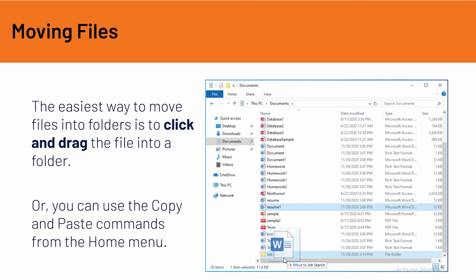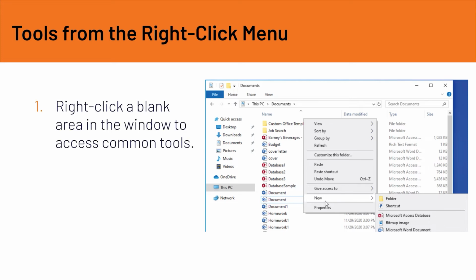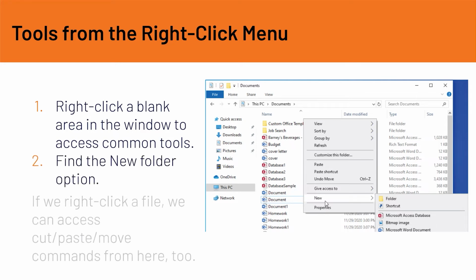Or you can use the copy and paste commands from the Home menu. This works just like copy and paste tools in a document. File Explorer tools can also be accessed from the right-click menu. Right-click a blank area in the window to access common tools. Find the new folder options. If we right-click a file, we can access cut, paste, move commands from here too.